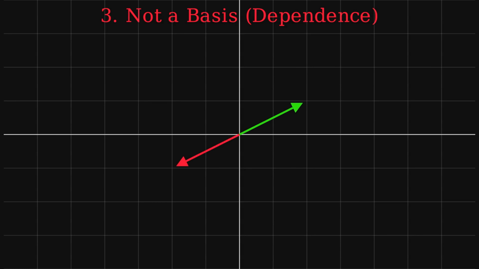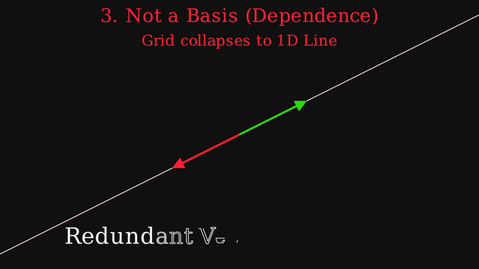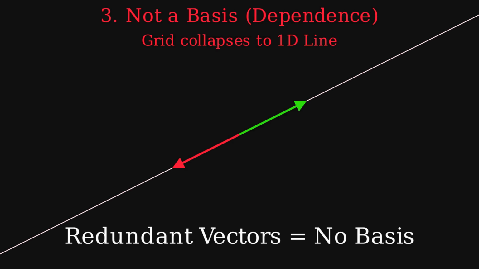However, watch what happens if our second vector lines up with the first. Because they point in the same direction, they are redundant. The entire grid collapses into a single line. We have lost a dimension. This is linear dependence, and it fails to form a basis.